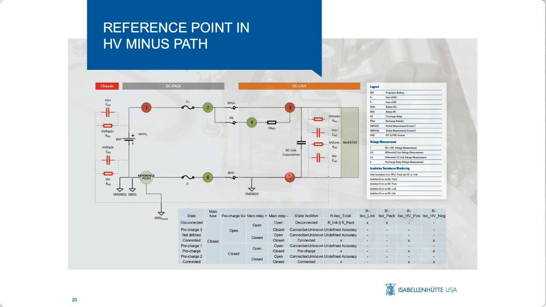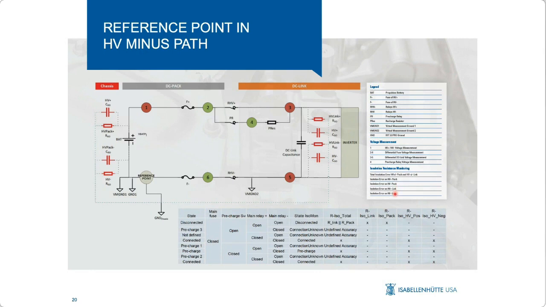Next, we want to look at the isolation resistance monitoring results that we would get from this. So we would get a total isolation error plus minus from the pack and from the link side. So a combined calculation of our active isolation monitoring system from all the 4 different sensing points that we have in the system. And then we would get the dedicated isolation errors on the pack plus and minus side, as well as on the link plus and minus side.